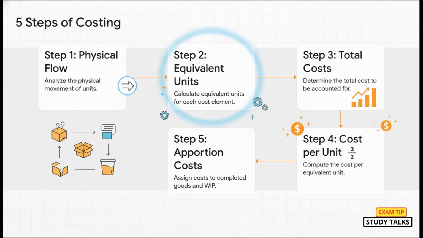Now, whenever you see WIP in a question, don't panic. There is a 5-step system that works every single time. This is your safety net. First, analyze the flow of physical units. Second, calculate your equivalent units. Third, find the total costs for each element. Fourth, compute the cost per equivalent unit. And finally, you apportion those costs correctly. You follow these 5 steps in order, and I promise you will nail the question.